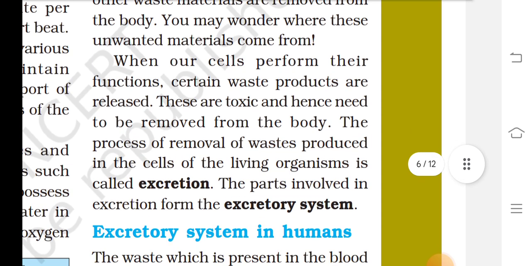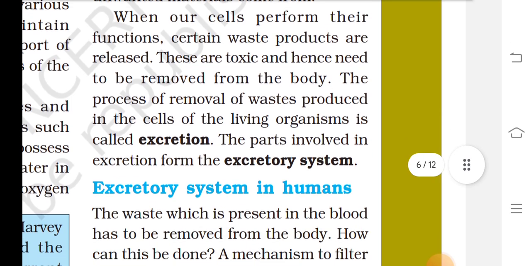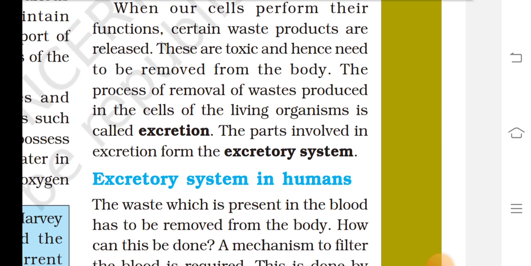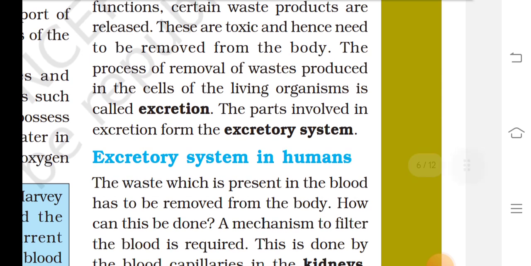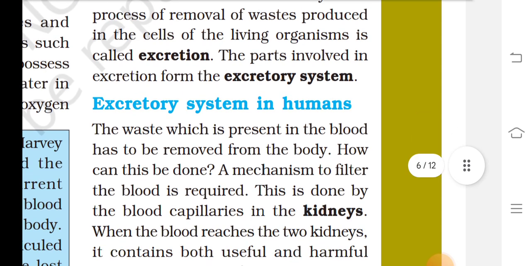You may wonder where these unwanted materials come from. When our cells perform their functions, certain waste products are released. These are toxins and hence need to be removed from the body. The process of the removal of the waste produced in the cells of living organisms is called excretion. The parts involved in excretion form the excretory system.